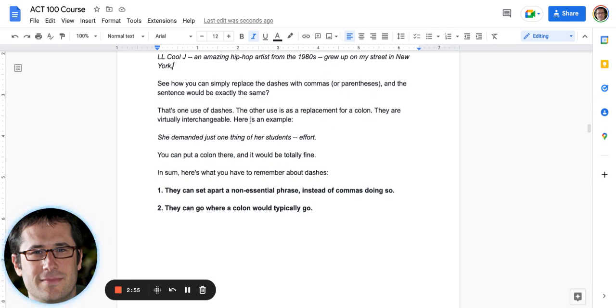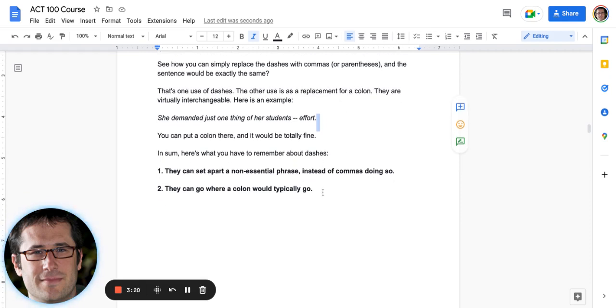Looking again at the colon situation, she demanded just one thing of her students: effort. That is replaceable with a colon. You can put a colon right there, and that works really well too. That's a colon being used to explain or define what came before. So you can put a colon there, you could put a dash there, interchangeable, and sometimes you will see that kind of colon on the ACT as well.